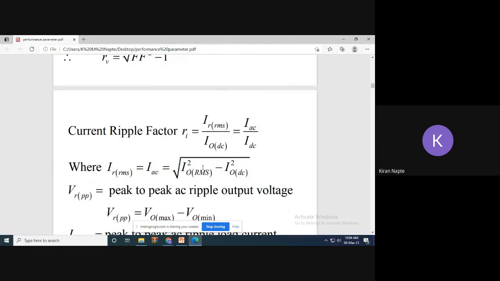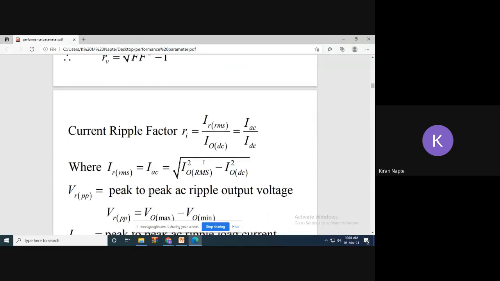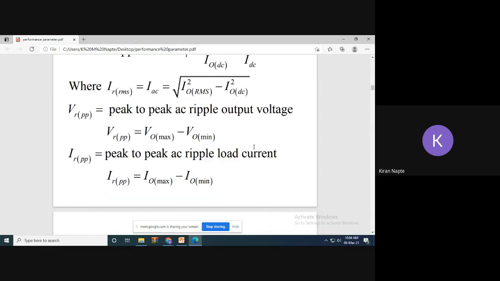Next performance parameter is current ripple factor. Just like the voltage ripple factor, which is VAC upon VDC, the current ripple factor is IAC upon IDC. Okay, this is the fifth performance parameter, ripple factor.